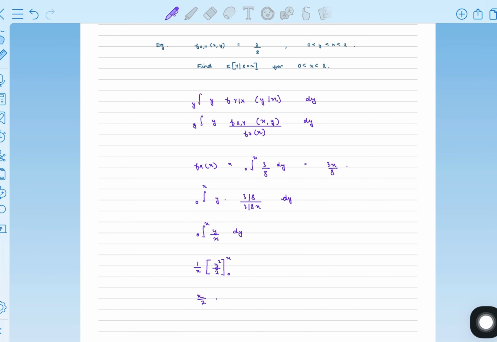Unlike the previous example, the answer is not a fixed number. Instead, it depends on the value of x. So as x changes, the conditional expectation also changes. This is because in the previous example, we were asked to find the conditional expectation for a specific value, that is, the random variable x is equal to 1. However, in this example, we are simply given random variable x is equal to small x, where x can be any possible value.